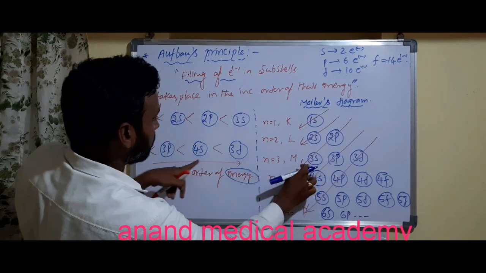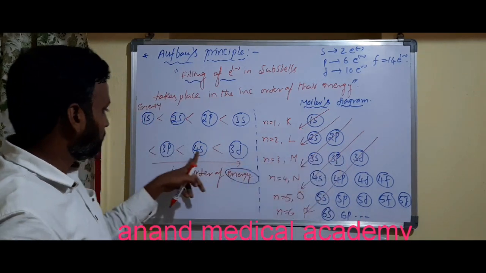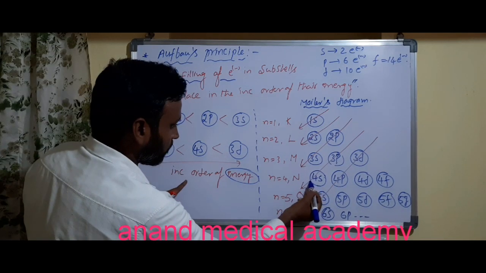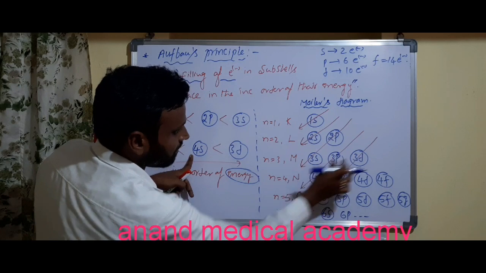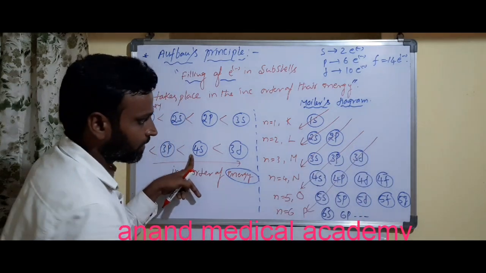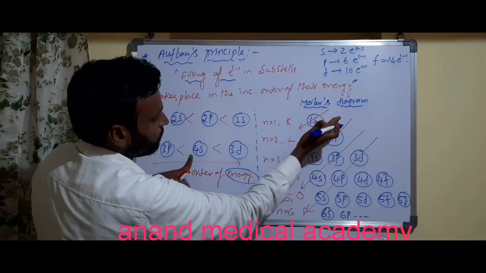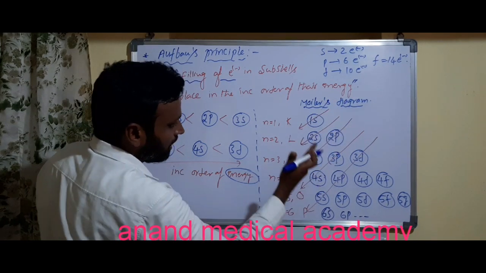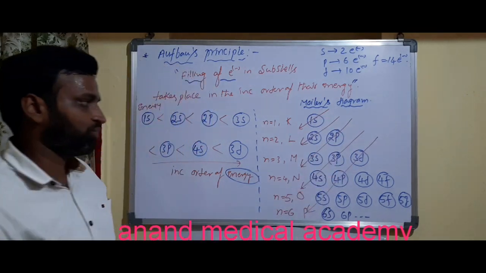3s after 4s? No. 3s after, this is the ending and this is the starting. So 3p you have to fill. 3p after 4s. 4s is the end. 4s after, not 5s. Come here. For next arrow you have to come. Arrow wise you have to come. First 1s you have to fill. Next 2s. Next 2p, 3s. Next 3p, 4s. Next after 4s, 3d you have to fill.